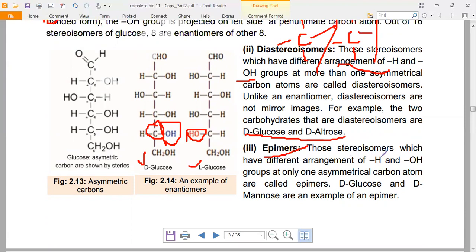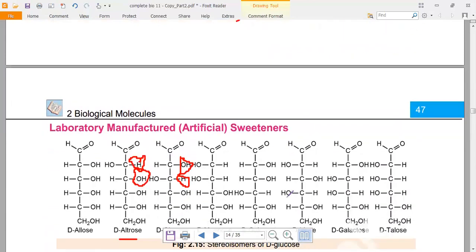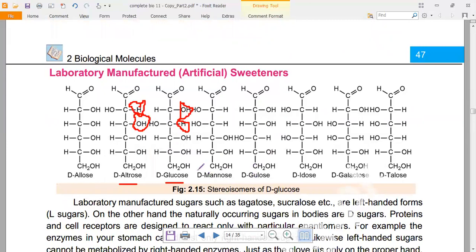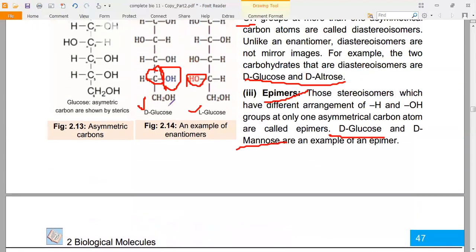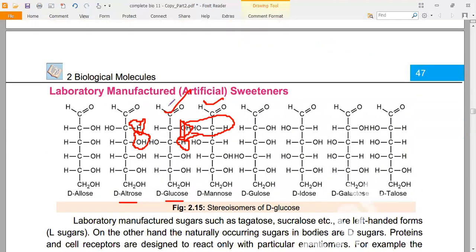Now epimers are isomers that have a different arrangement of H and OH on one asymmetric carbon atom, for example D-glucose and D-mannose. We can see here that carbons 1, 2, 3, 4 are the same, but only on carbon number 2 is the arrangement different. So in epimers only one carbon atom has a different arrangement of H and OH, but in diastereoisomers the positions differ on two carbon atoms.